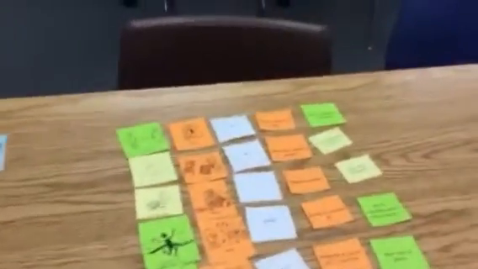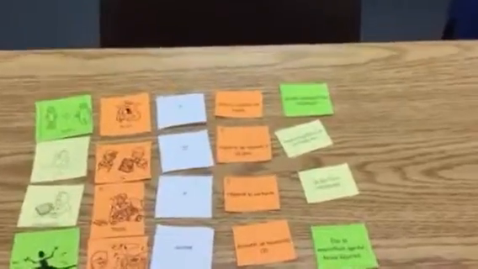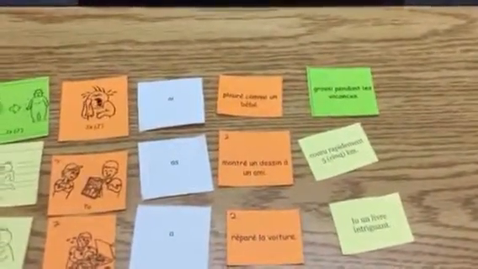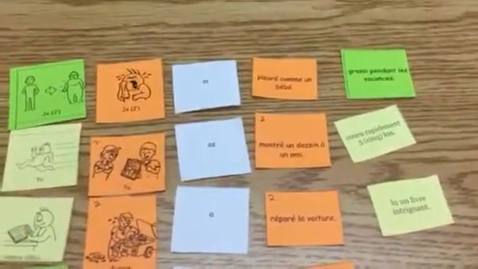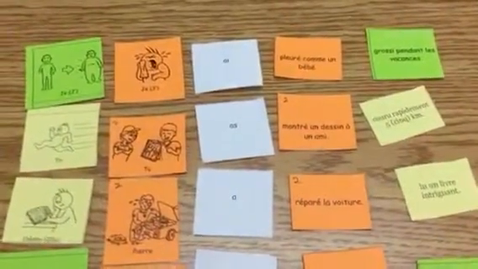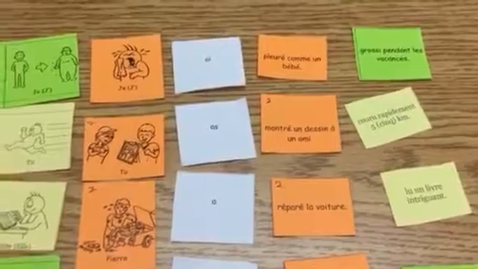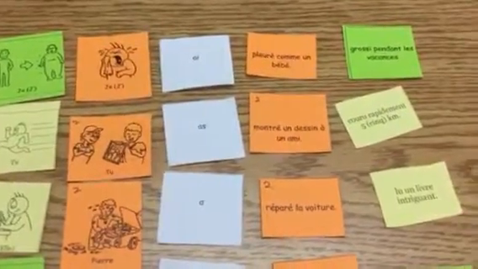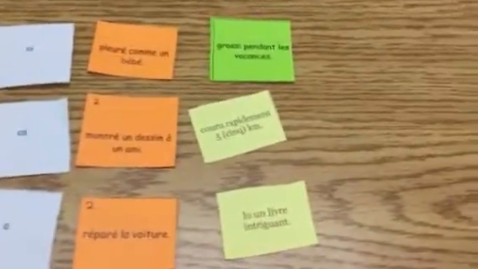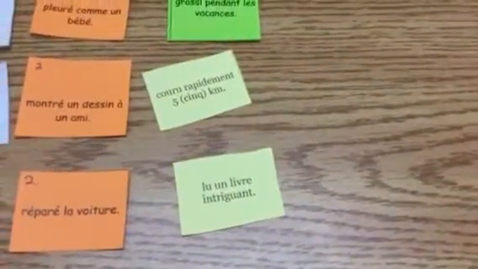Other things that I do to help the students with the passé composé, the first time that I really throw it out to them, I have these color-coded cards. So green are for verbs that end in I. Orange are for past participles that end in E with an accent, so pleurer. And yellow cards have past participles that end in U.